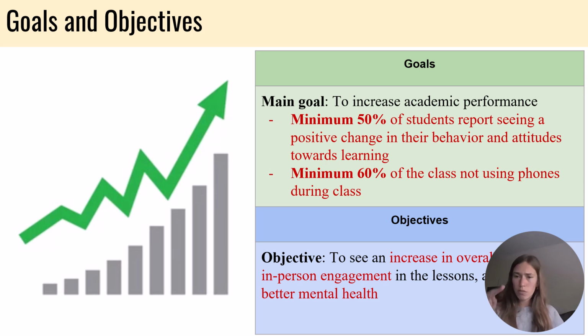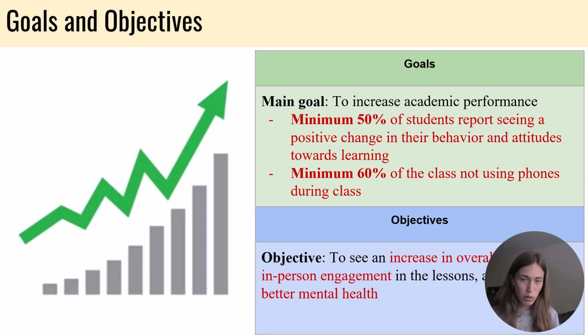So two main goals that I really want to focus on within this intervention. First, a minimum of 50%. So minimum, at least half of the class is reported to have seen a positive change in their behavior towards learning. So having more of an open mind and mindset when it comes to learning new things. Because a lot of learning doesn't have to be bad. A lot of students go, oh man, school, but learning can be fun. So just shifting that mindset and that attitude towards learning at least half of the class.